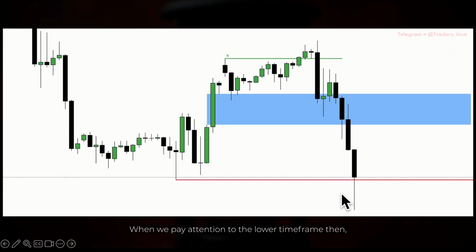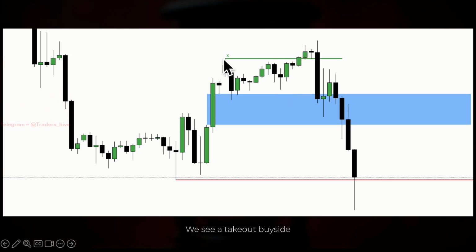When we pay attention to the lower time frame then, what you can see is that we saw the market consolidate right here, and we then saw it begin to run towards the upside. Notice that this rather large imbalance gets created. We see the market consolidate after having traded into it. Market is just going back and forth. Eventually, we see the market reprice towards the upside quickly.